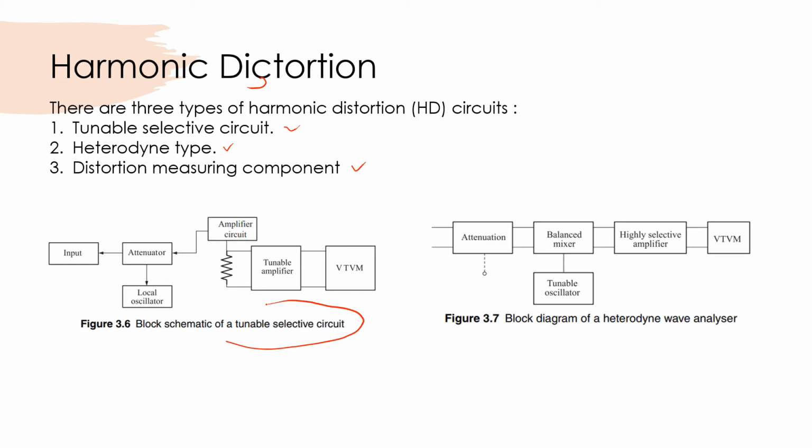We have the input, so the signal that we want to analyze for harmonic distortion comes to the input, and then goes to the attenuator, and we have the local oscillator here to adjust the frequency of the signal. And then from the attenuator it goes to the amplifier circuit, and also a tunable amplifier to amplify the signal, and then going to the VTVM. VTVM is vacuum tube voltmeter. So this is the vacuum tube voltmeter.